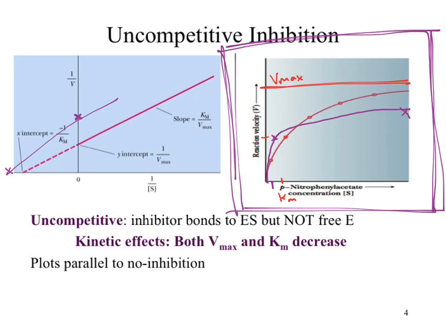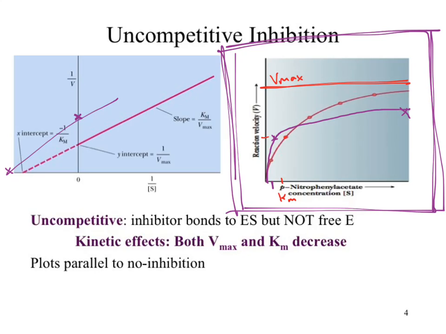What's the question? Go ahead. I'm confused on that x-intercept. If Km decreases, 1 over a smaller number is a bigger number. Yeah, it's easy to get it backwards. Bigger, so it's a bigger magnitude. It's still a negative value.